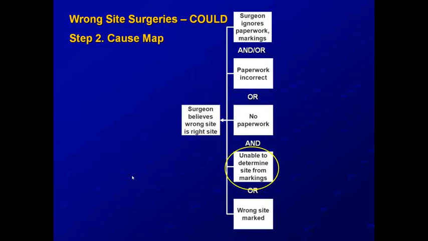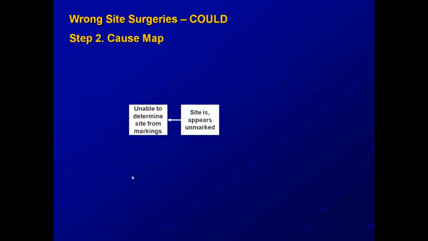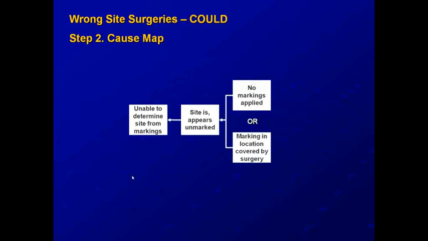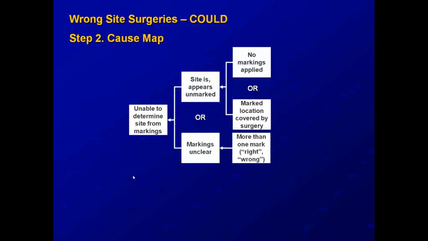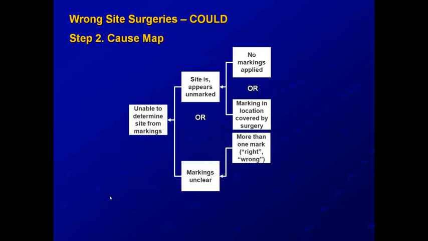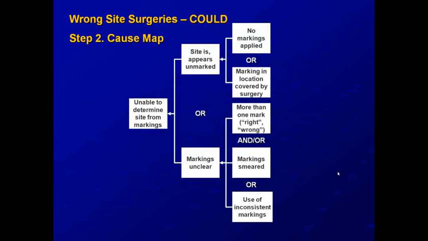A surgeon may be unable to determine the site from the markings if the site is or appears to be unmarked. This can occur if no markings are applied, or if the marking is in a location that is covered by surgical drapes, or if the markings are unclear. This can occur if more than one mark was made, such as marking the right and wrong site, and or if the markings are smeared during surgical preparation, or if the site uses inconsistent markings.